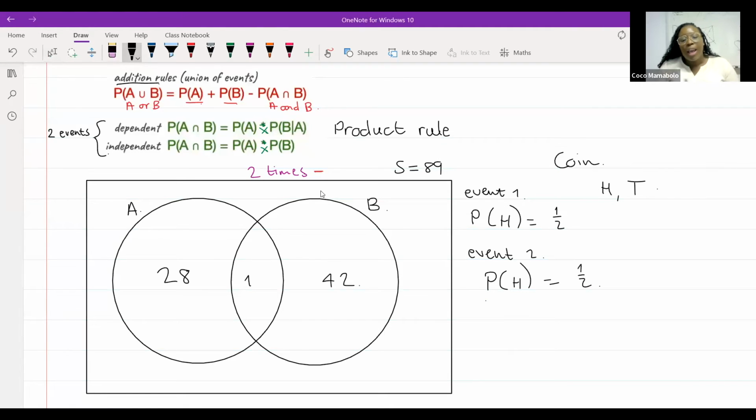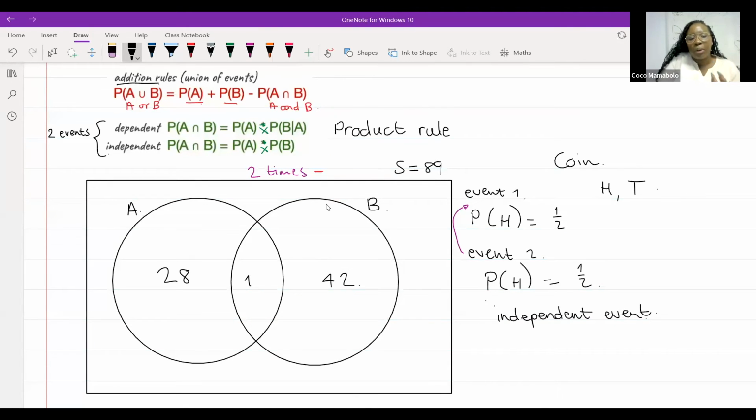Here's the dumb question. Has my probability changed from one event to the next? No, it hasn't. Teacher Nels, please just check for me. Somebody's unmuted and it's giving a bit of feedback. All right, good. So because event 2 is not dependent on event 1, this is an independent event. Okay, independent event.